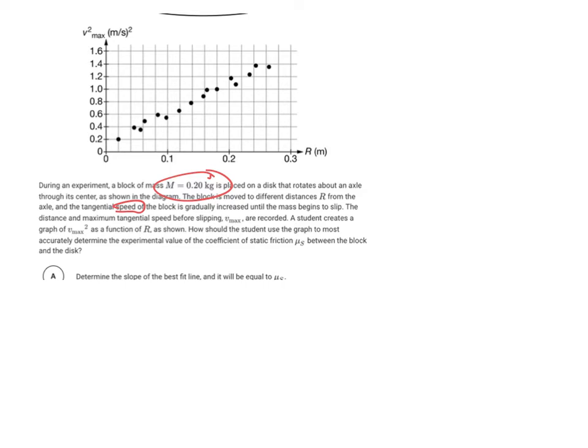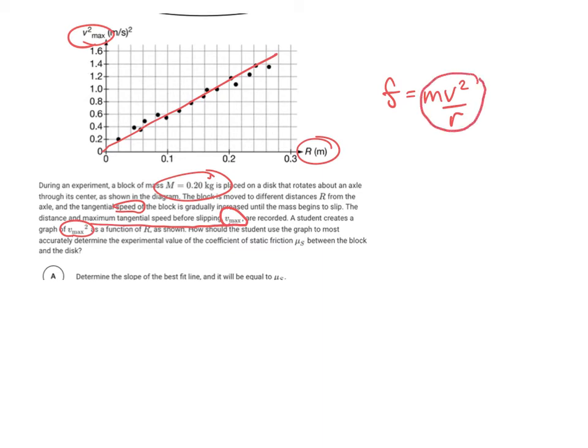And the distance and the maximum tangential speed before slipping, Vmax, are recorded, and then you create a graph of that maximum speed squared versus r. So this is the speed squared here versus the radius, and it's a nice straight line, which you would expect it to be, because for the block that's rotating, you've got this exact same equation we just had on the last problem, where the friction is equal to the unbalanced force, and you set the unbalanced force equal to mv squared over r for things that move in a circle. But remember that friction is equal to mu s times the normal force.